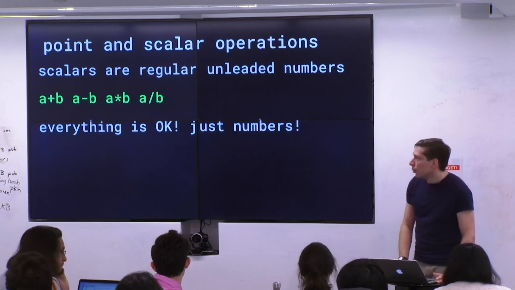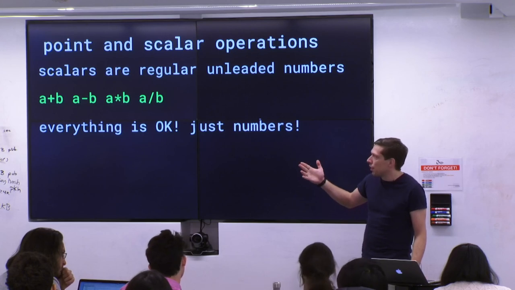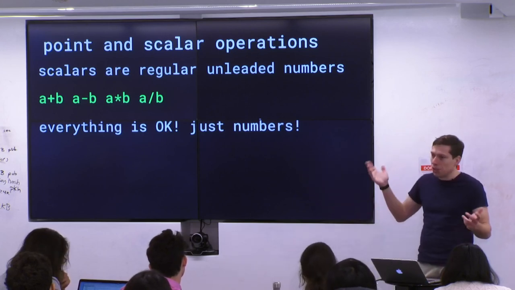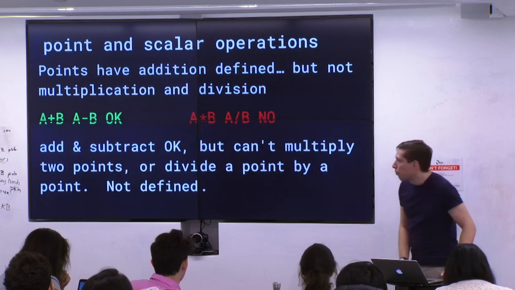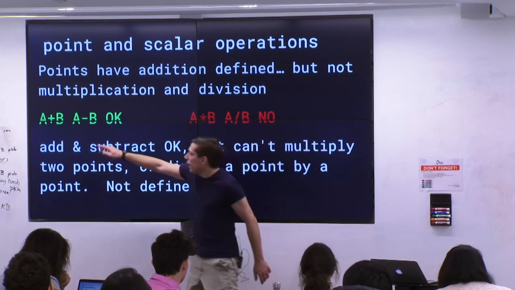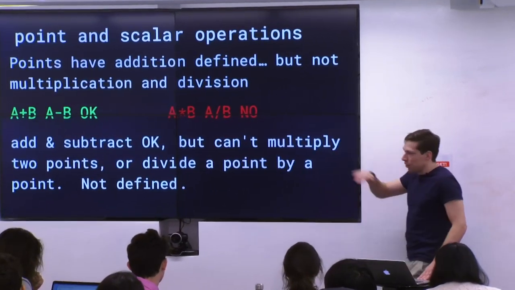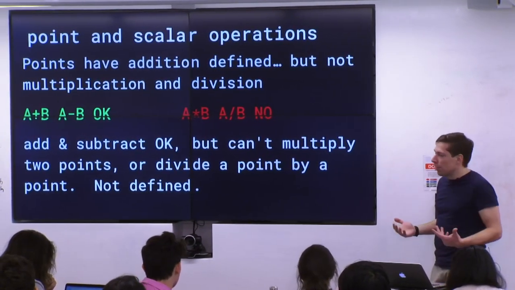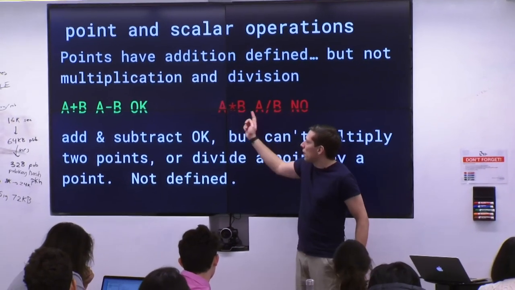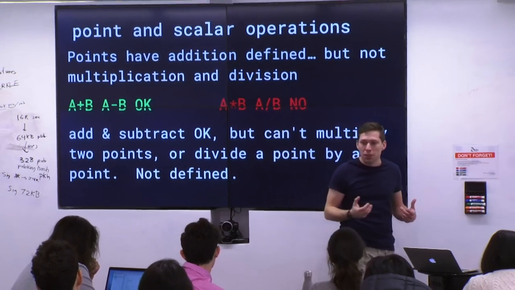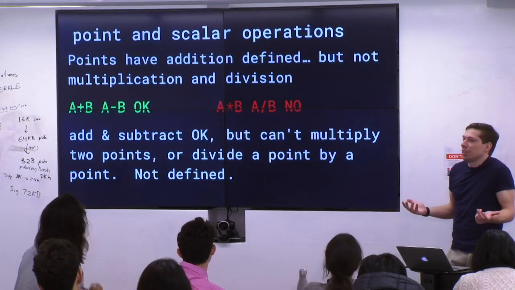Okay, so with scalars, these are just regular integers, natural numbers even. You can do all the operations you're familiar with. That's fairly straightforward. With points, you can add and subtract the points, right? We showed how you do that visually, and then the equations for it, the computer can do that pretty quick. However, multiplication and division with two points is undefined. It's just not clear how you do it.